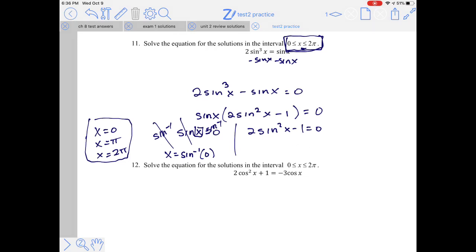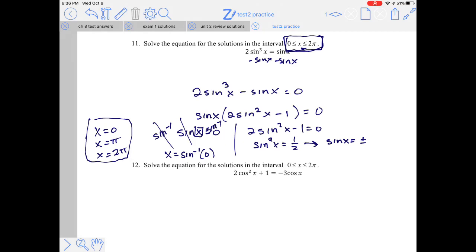Wait, this one looks a little more complicated. Add one. Divide by two. So we get sine squared of x equals 1/2. Square root both sides. So sine x equals, don't forget the plus or minus.